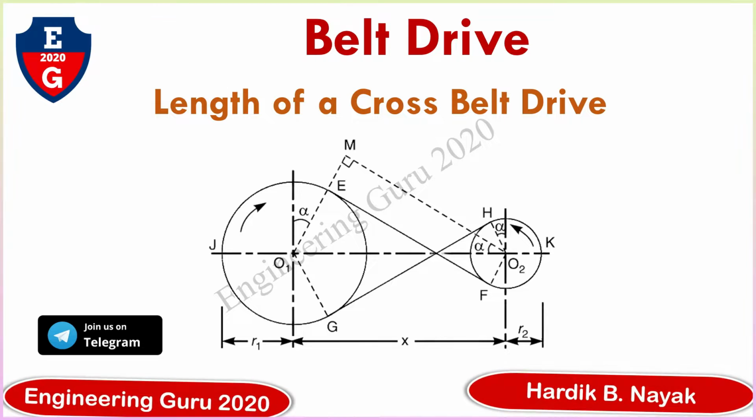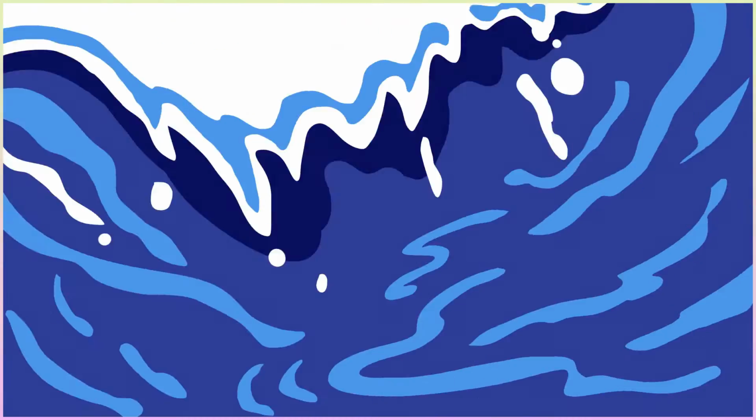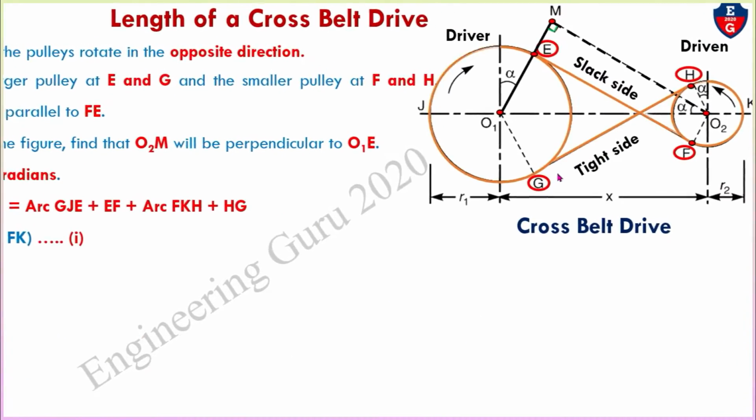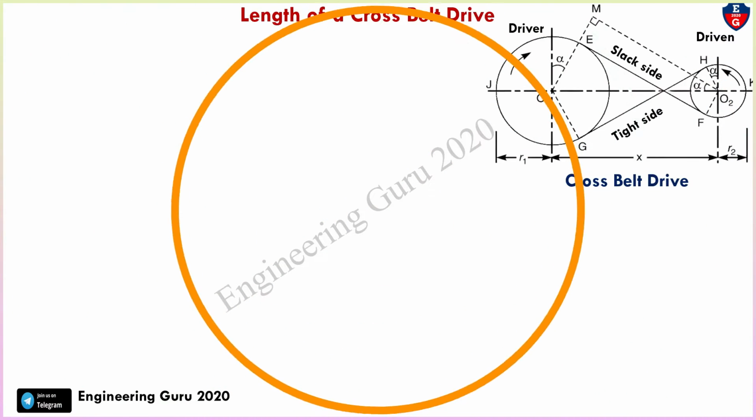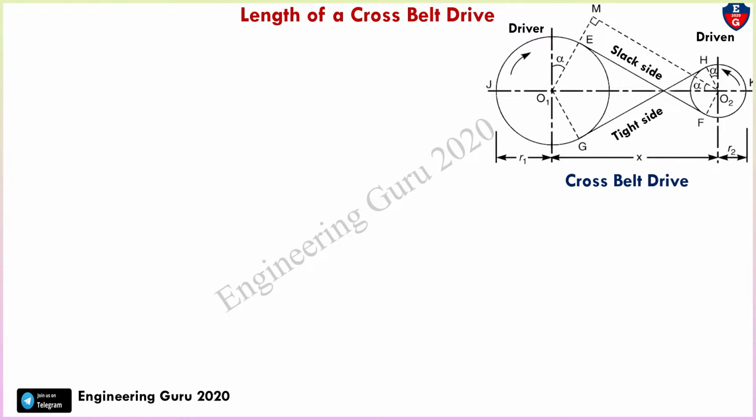In this video, I will cover one more important topic: the length of a cross belt drive. In this figure, we can see the cross belt drive. The cross or twist belt drive is used with the shafts arranged parallel and rotating in opposite directions.